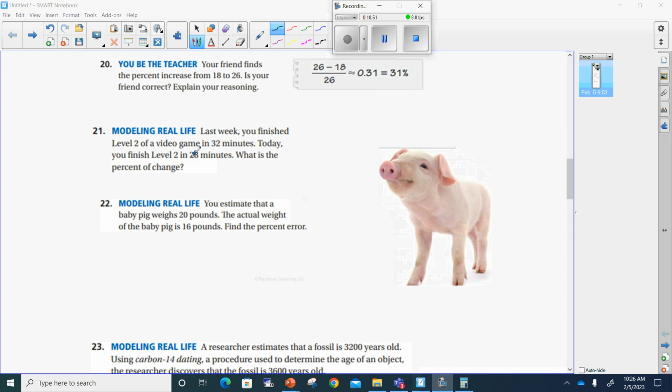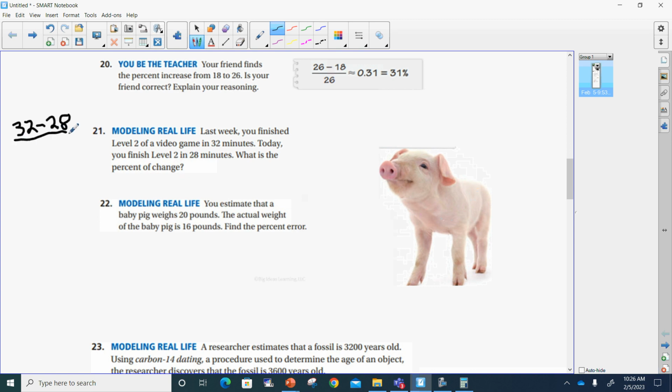When I look at the amount of minutes, I realize that I had 32 originally, and that is the big number, so I'll put that first, minus the small number, 28. And the original number, since at the beginning it was 32, I'll put on the bottom. I know this is a decrease because the amount of time went down.